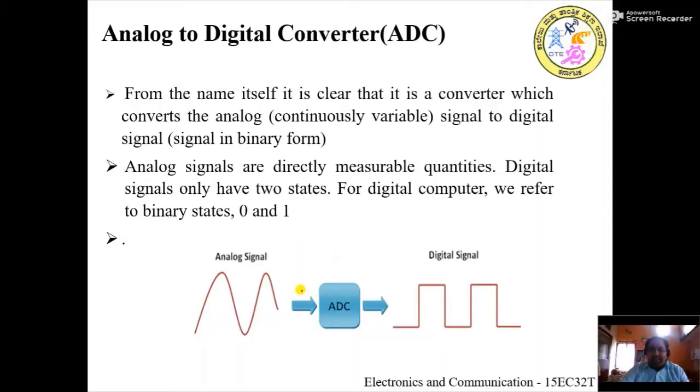As you can see from the figure here, this is an ADC, an analog to digital converter. It accepts a continuously varying signal, which is an analog signal, as an input, and it produces a digital signal, which is represented in binary form with two logic levels, that are zeros and ones. Let's say this is 1 and this is 0.